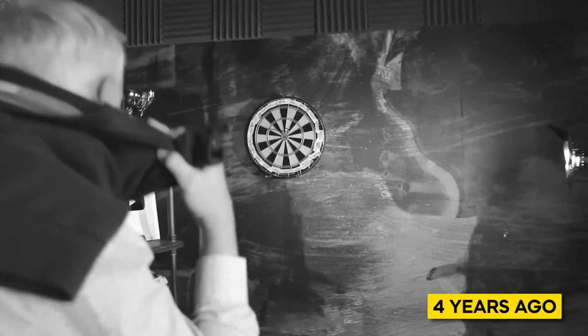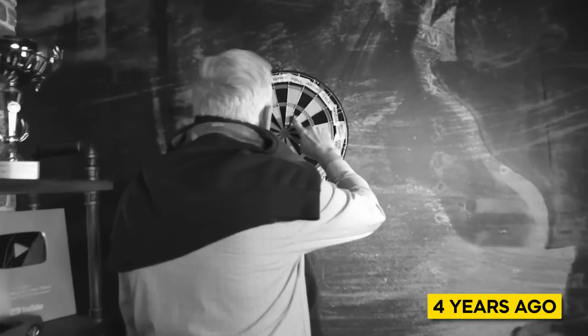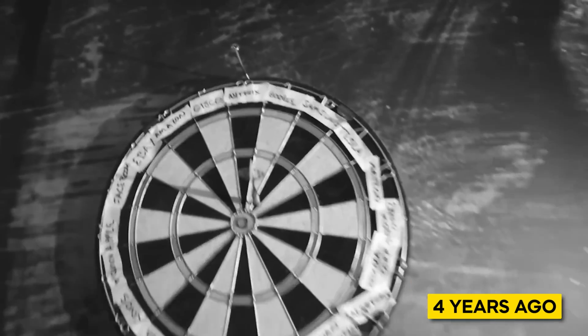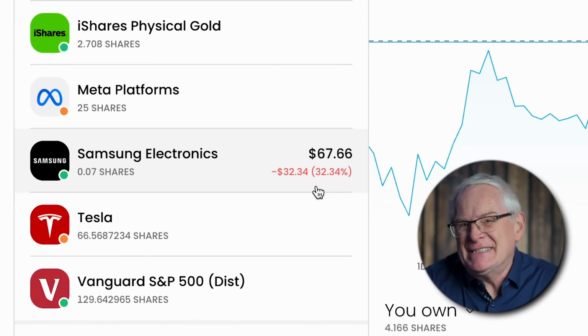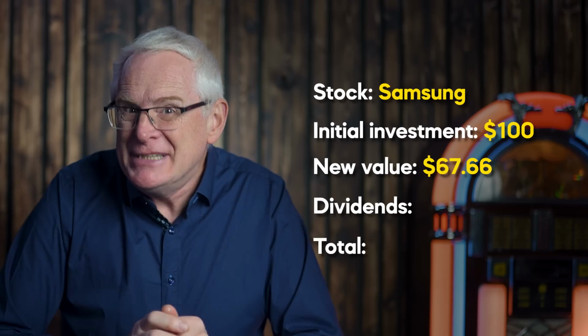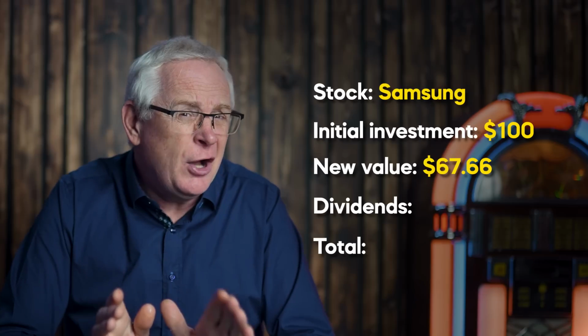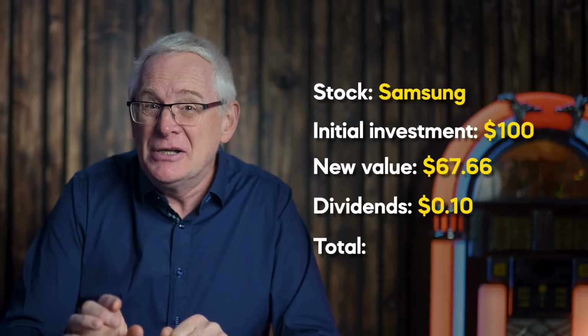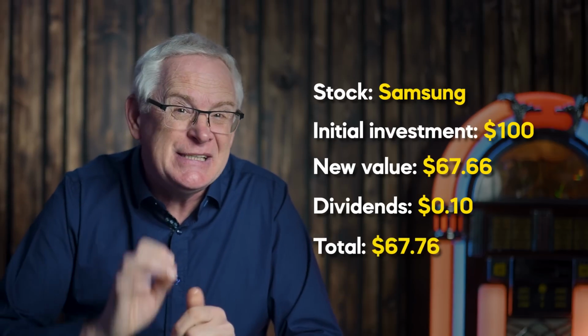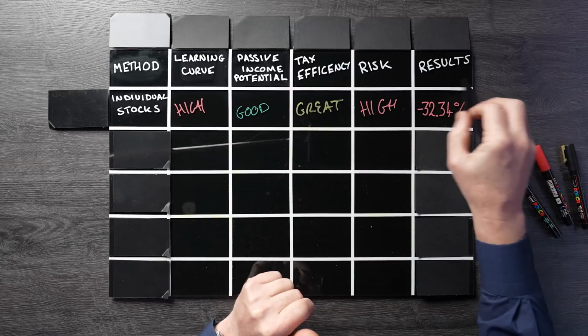Right, let's see what we got. And we've gone into Samsung. That investment is now worth $67.66. But don't forget my dividends. Over the 4 years, I made 10 cents. So that leaves me with a total of $67.76.